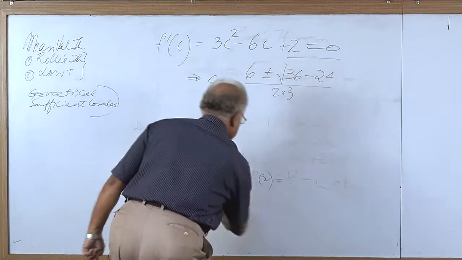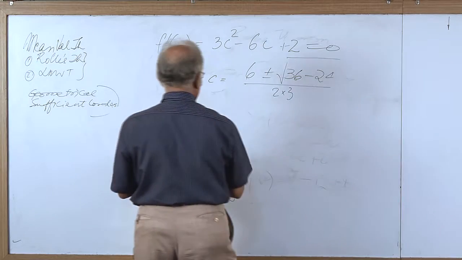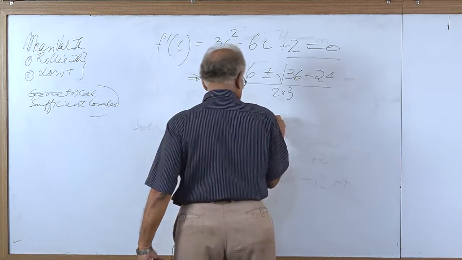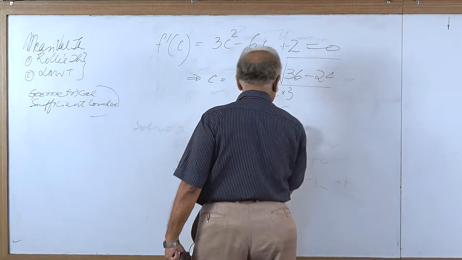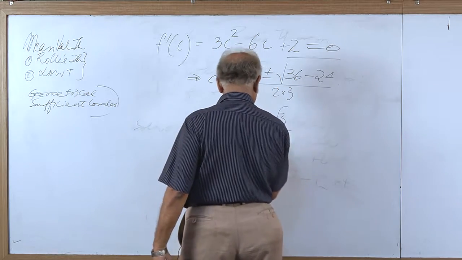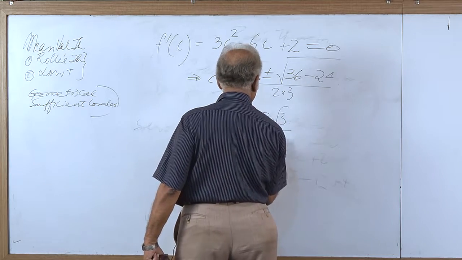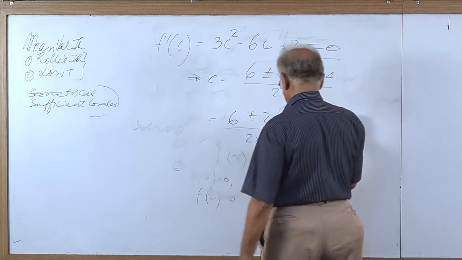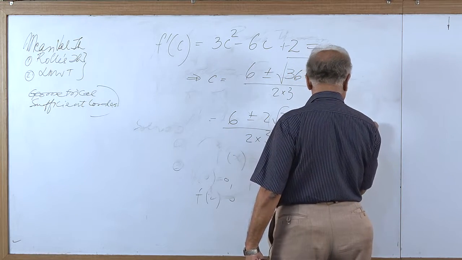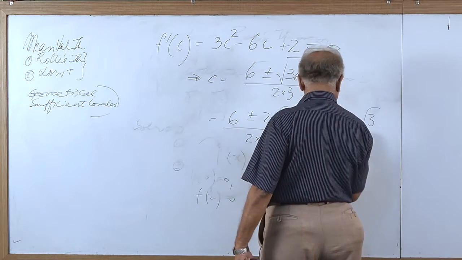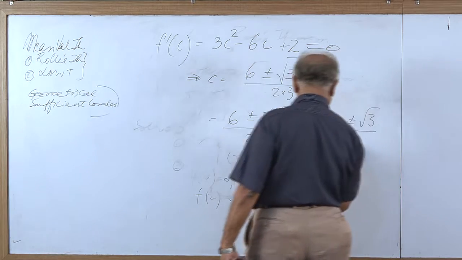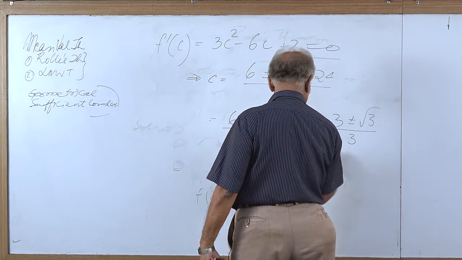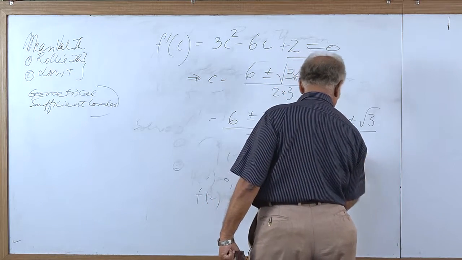So this works out to 6 plus minus 2 root 3 divided by 2 into 3. We can make that collapse to 3 plus minus root 3 divided by 3. That is equal to 1 plus minus 1 by root 3.